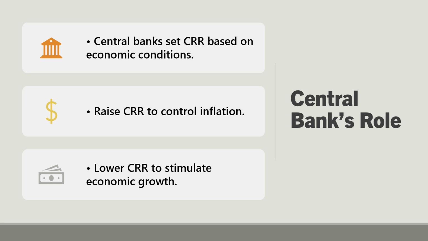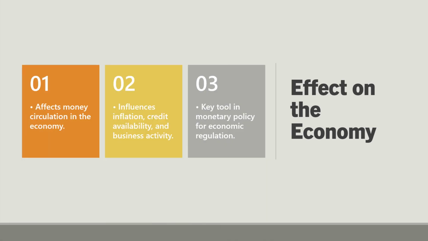If inflation is rising too quickly, the central bank might increase the CRR to restrict the amount of money circulating in the economy. On the flip side, during times of economic slowdown, the CRR might be lowered to encourage more lending and spending. CRR plays a pivotal role in monetary policy. Central banks use it as a tool to regulate the economy. By adjusting the CRR, they can either stimulate or restrict the flow of money, directly influencing economic growth.